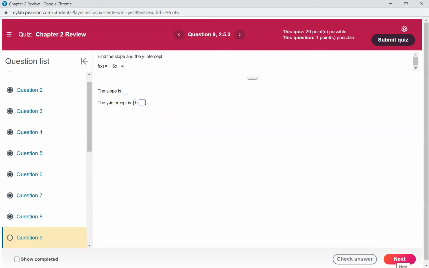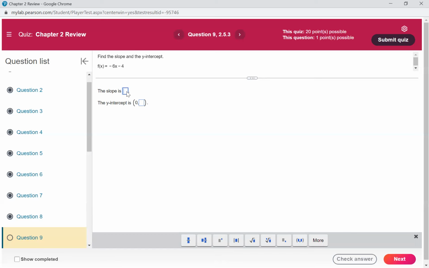All right, y'all, this one ain't bad. Because remember, that f of x is like a y. So this is really saying y equals negative 6x minus 4. So this is already in our slope-intercept form of a line. So remember, let me find my cursor.